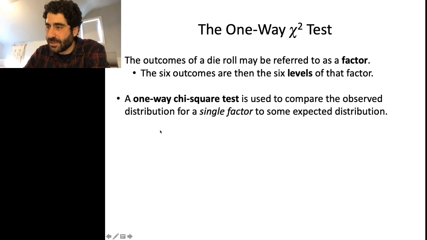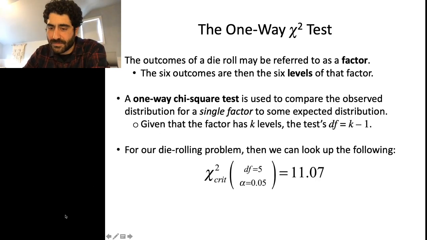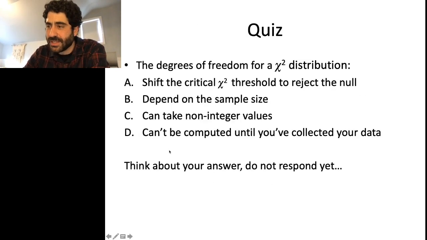Okay. So just to review that one more time, right? The answer here is A, that degrees of freedom depend on the number of levels, not the sample size, and are important for getting this threshold.